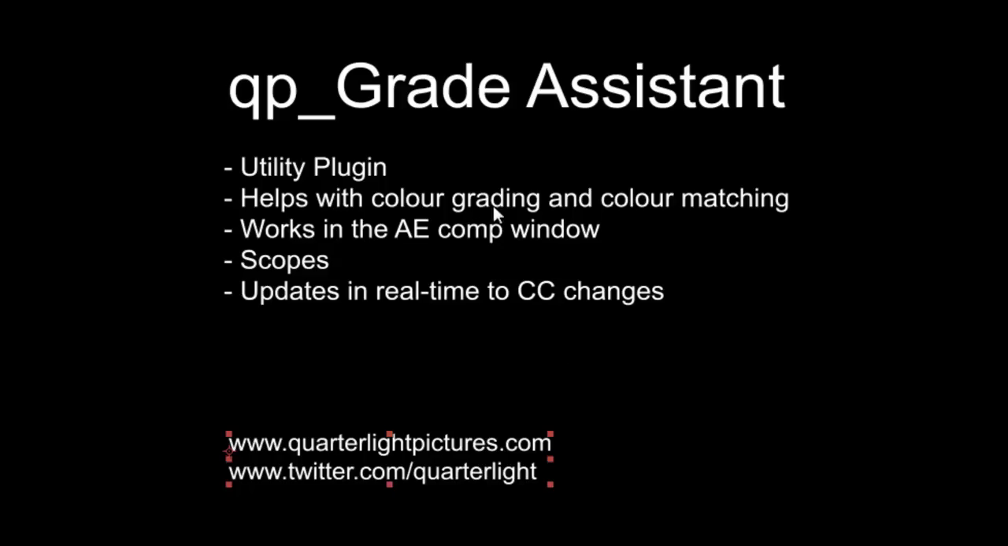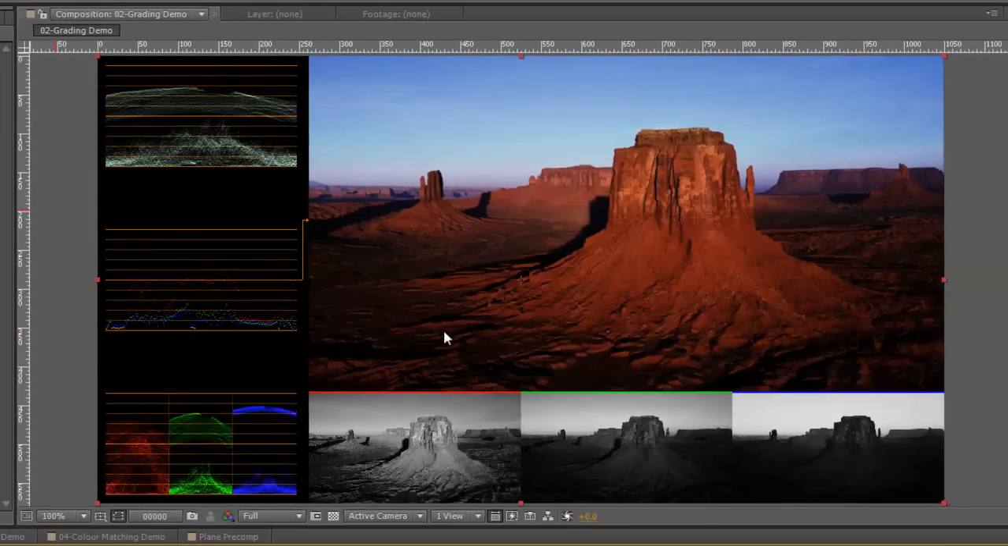Basically this is a utility plugin to help you with colour grading and colour matching, so it's not designed to be rendered, it's just designed to be used during your work to help you colour grade any projects or help to colour match elements like CG or green screen elements into a background plate. It works directly in the AE comp window. It provides some scopes so you can see in more detail your colour correction, and it updates in real time to your CC, your colour correction effect changes. Okay, so let's take a quick look at what it looks like on screen.